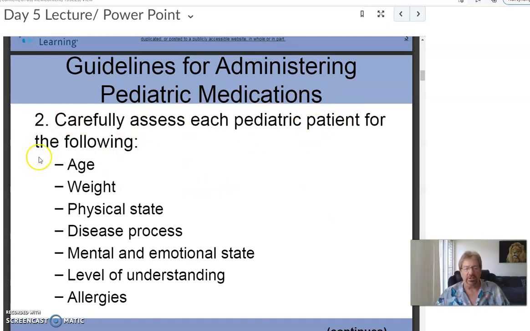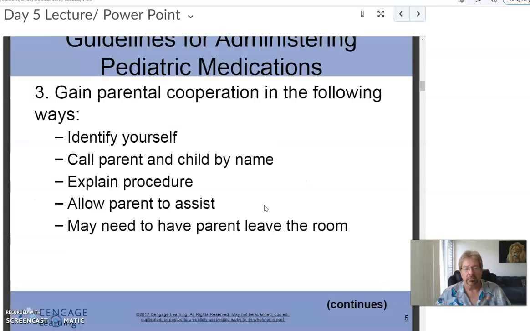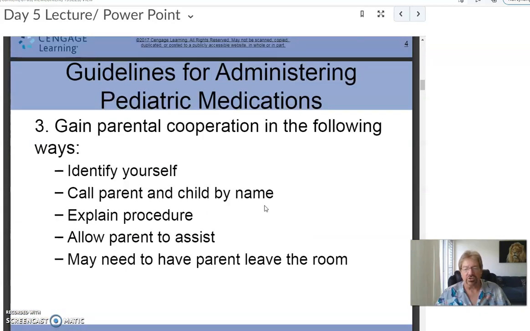Carefully assess each pediatric patient for the following: age, weight, physical state, disease process, if any, mental and emotional state, level of understanding, and of course, allergies. Guys, when dispensing medication, particularly, well, any kind, but I think parenteral, injectable meds, allergy is real important. You must check for it. The patient's chart will have a big fluorescent orange or pink or some notice if they have an allergy. Why? Because it could potentially even be fatal. It could set up anaphylactic shock.